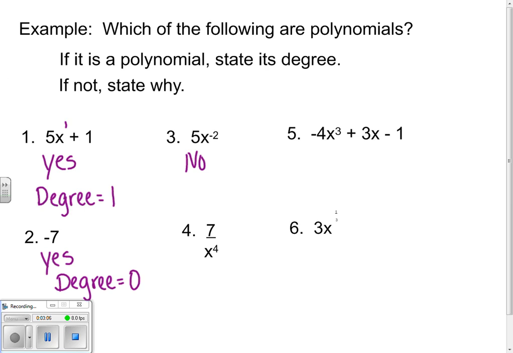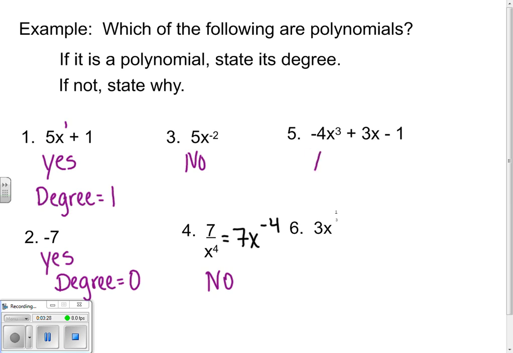Number 4, before we can talk about whether it is or not, I'm actually going to fix it. Not sure if you remember the rule or not, but anytime you take a variable from the top to bottom, or bottom to top of a fraction, you flip the sign. So 7 over x to the 4th is the same as 7x to the negative 4th, which makes this a no, because you cannot have negative exponents.